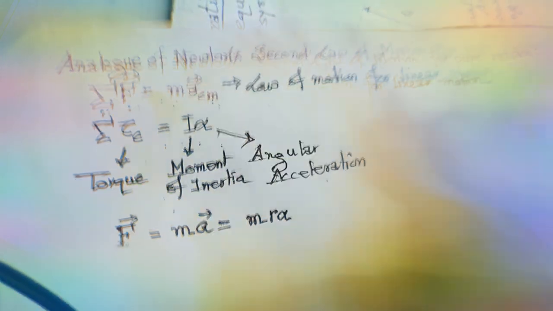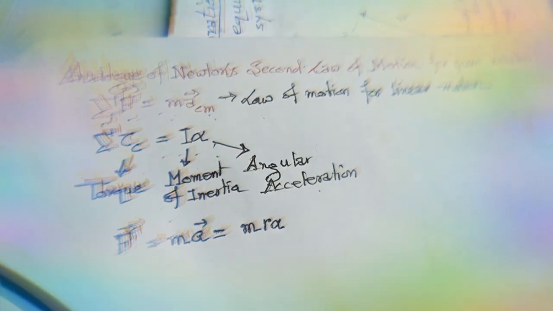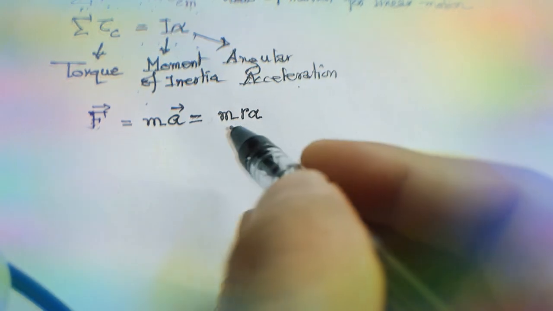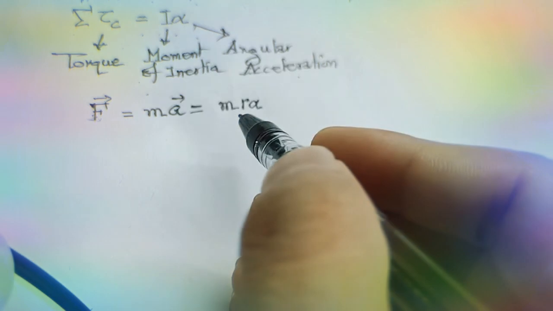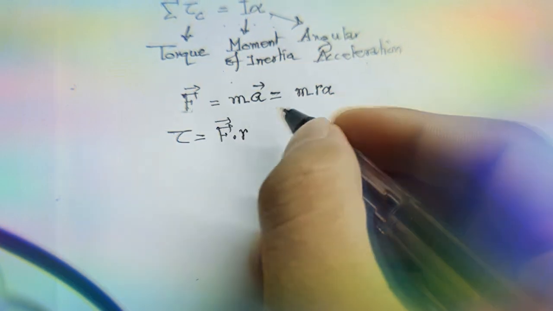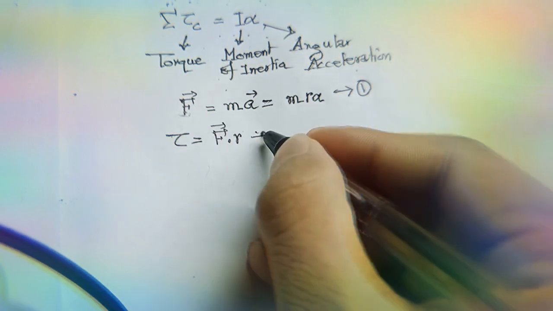So this is the rotational equivalent for Newton's second law of motion. Now we'll derive this equation. As we know, F equals m a, and again a equals R alpha. So we can write F equals m a equals m r alpha. Now we'll find what is torque. For the torque equation, torque equals F into R. So this was our equation number 1, and this is our equation number 2.